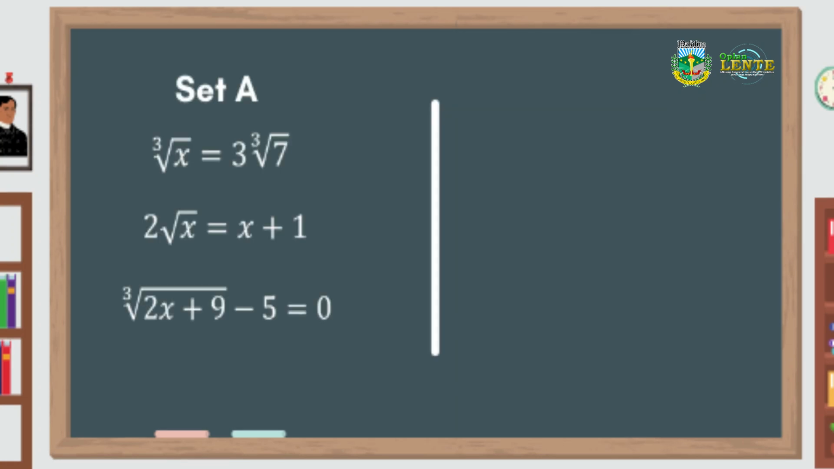Cube root of x is equal to 3 cube root of 7. 2 square root of x is equal to x plus 1. Cube root of 2x plus 9, minus 5, is equal to 0. While the second set of equations consists of the following.